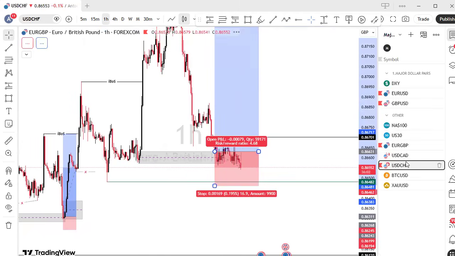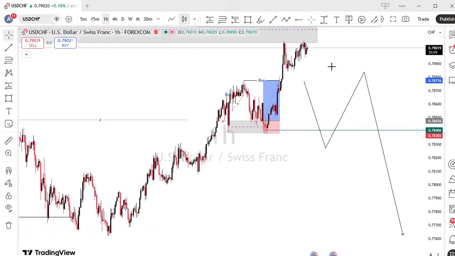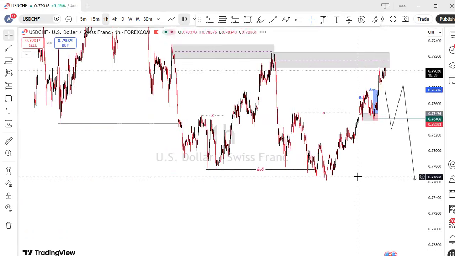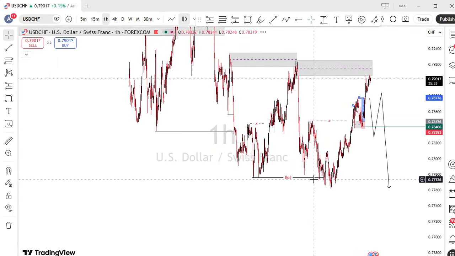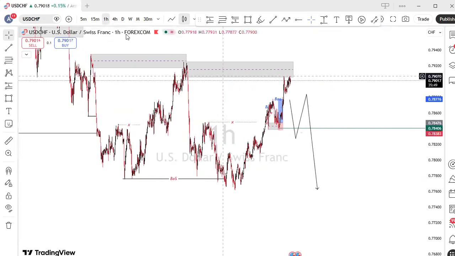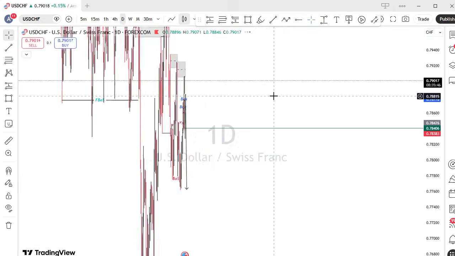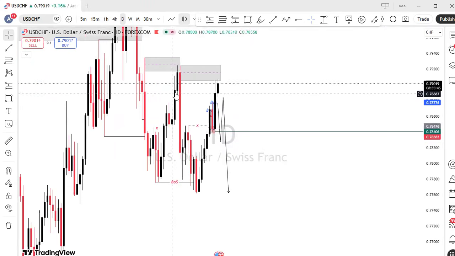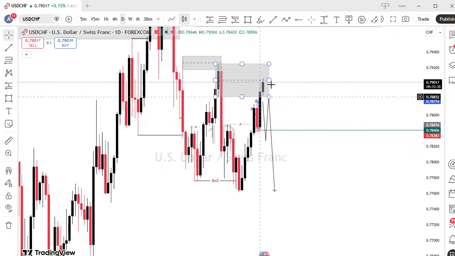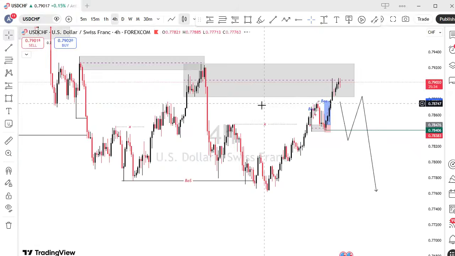I also have USDCHF. I remember dropping this setup on the last video, or analysis, that we did last week, and I had marked my one daily order block, which is this order block here. Then I was telling you guys I will be looking to sell once the market comes to this area. You can see the market is already inside this zone, which I refined from the 4 hour.